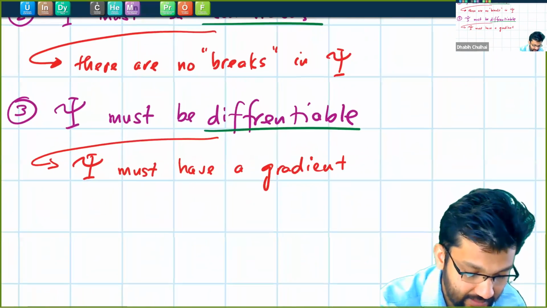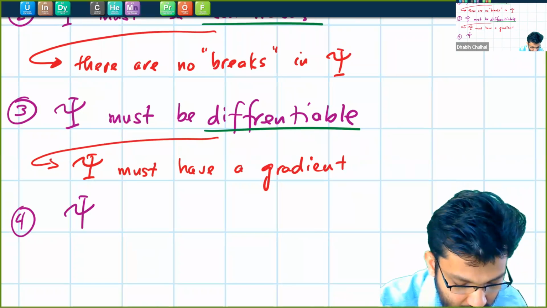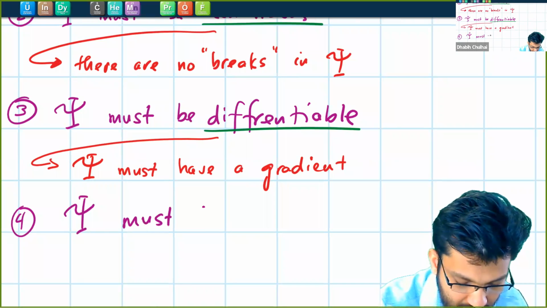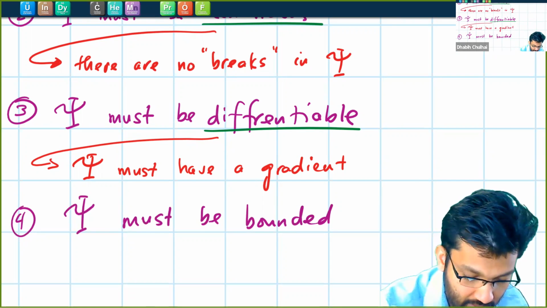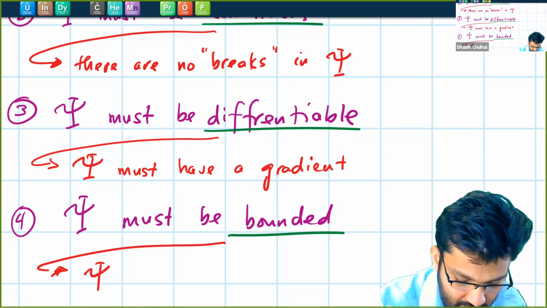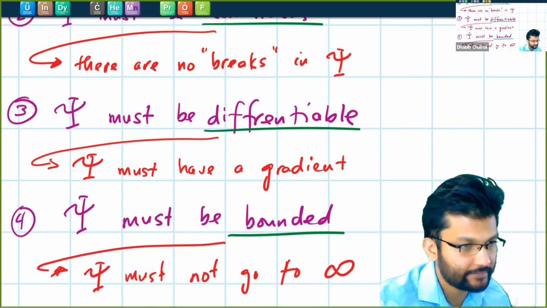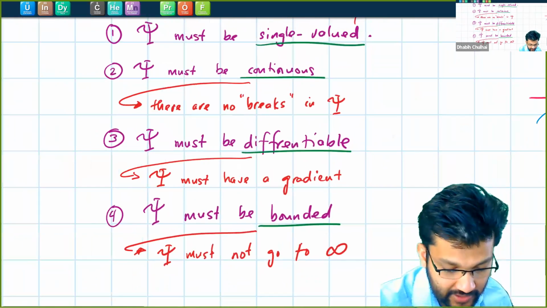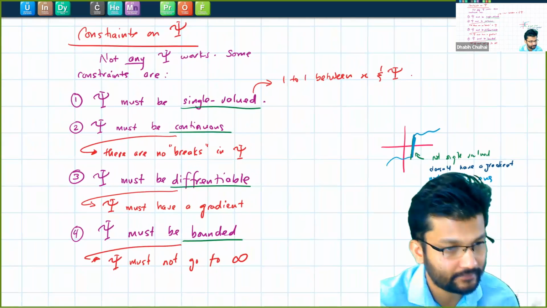And then lastly, the last constraint that we're going to put on this is psi must be bounded. That simply means psi must not go to infinity. So any wave function that you see that goes up to infinity can't work.